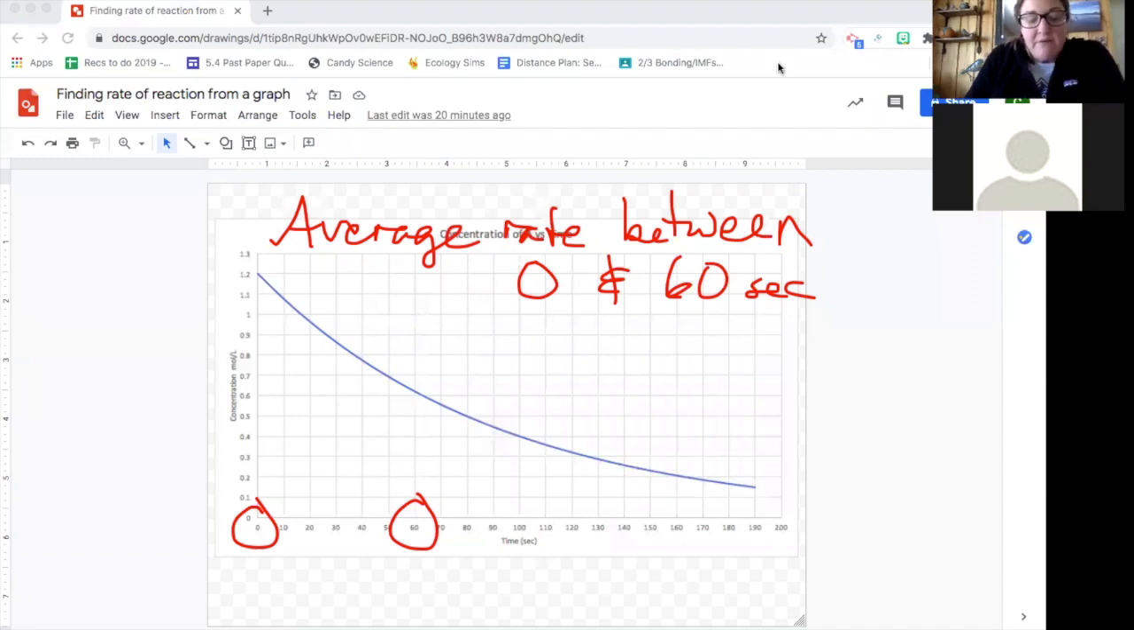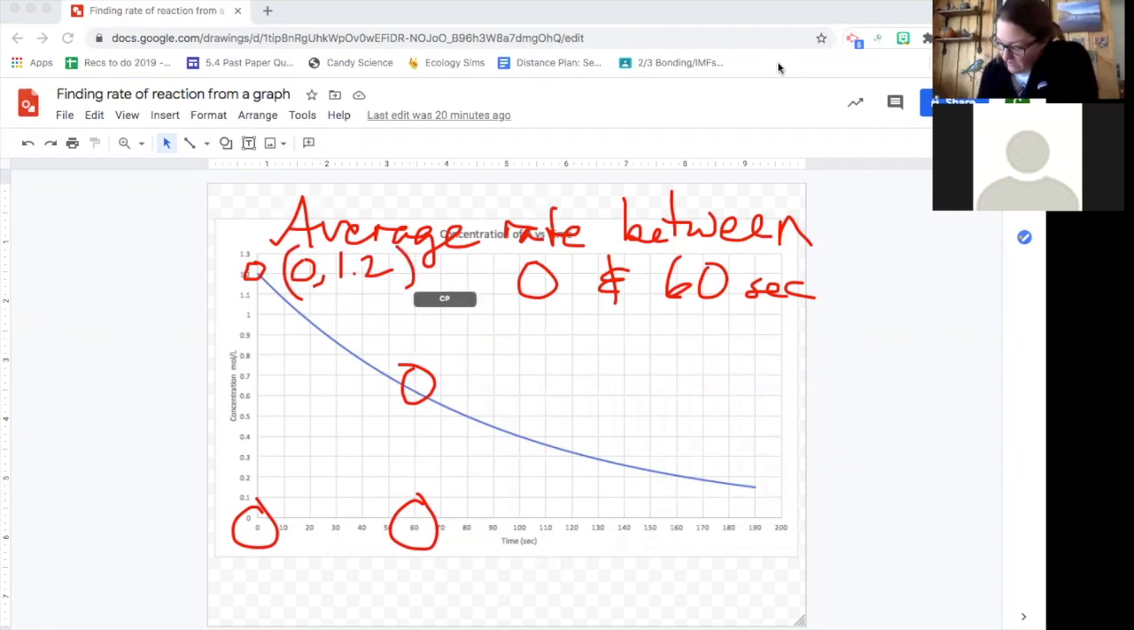So what I would do is find a time of 0 and a time of 60 on the graph, and then find the data point associated with each one of them, which I can read off the graph. So this first one would be 0, 1.2. And the second one would be 60, that looks like about 0.6.